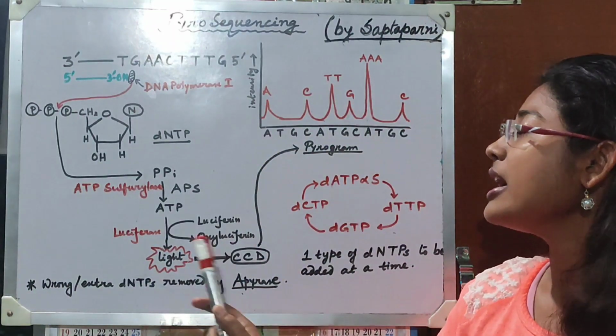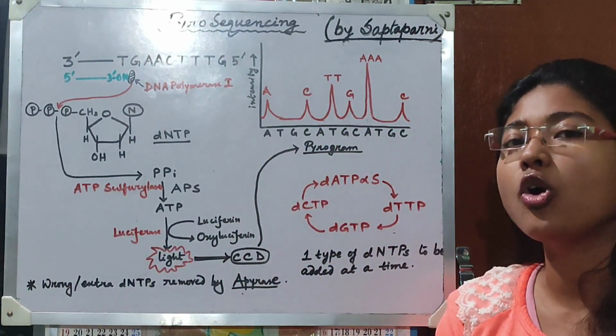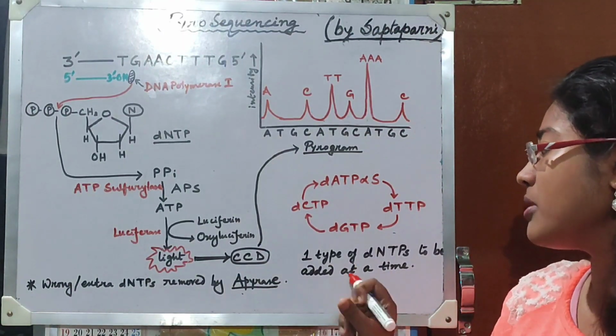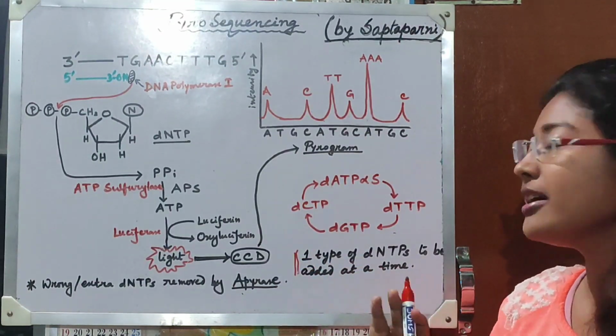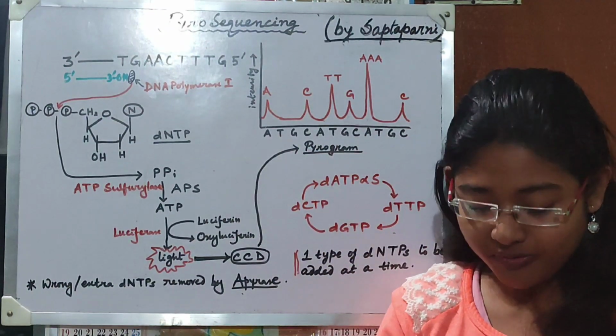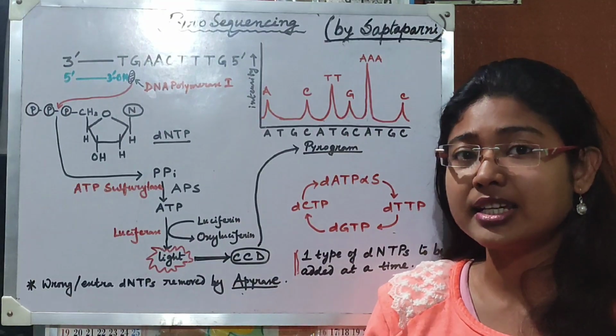So this is everything about pyrosequencing, the basics of pyrosequencing. I hope this is now clear to you. Okay, so you have to simply remember that only one type of dNTP can be added at a time in case of pyrosequencing, and this is the main funda of pyrosequencing. Okay, I hope you have got it crystal clear now.